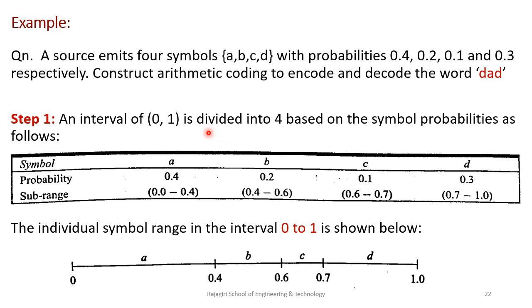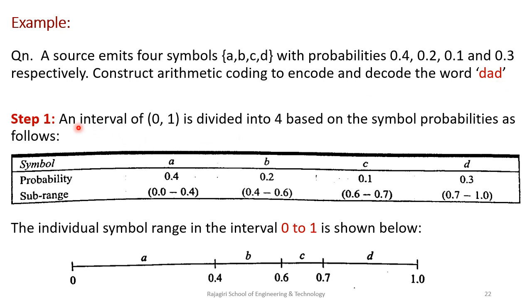Now we will look into an example and see how arithmetic coding is performed. Given a source which emits 4 symbols A, B, C and D with probabilities 0.4, 0.2, 0.1 and 0.3, our aim is to construct arithmetic coding to encode and decode the word DAD. So the word DAD has 3 symbols: D, A, D.